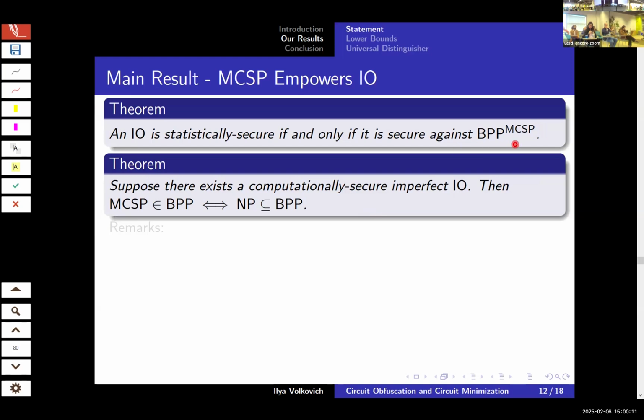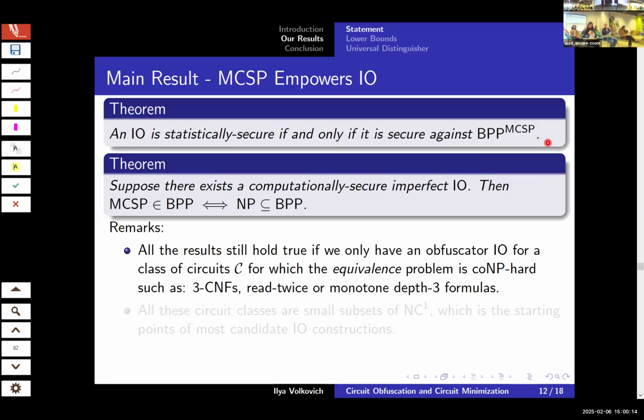Let me make some remarks to put it in context. All the things I've talked about are true, but it's a bit of an exaggeration. What do I mean by that? In order to get all of those lower bounds, you don't actually need an IO for all circuit classes. It's enough to get an IO which is good for some smaller circuit classes. Specifically, you want an IO for a class for which the equivalence problem is going to be hard. What's the equivalence problem? I give you two circuits and I ask you, do they compute the same function? That's the equivalence problem. This is going to be hard for 3CNFs or monotone depth-3 formulas.